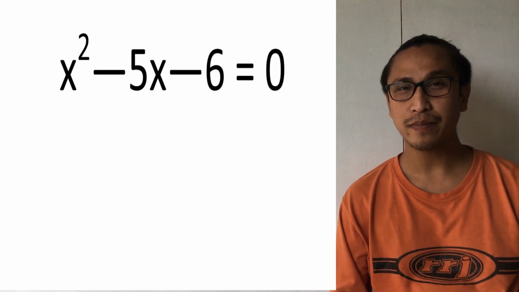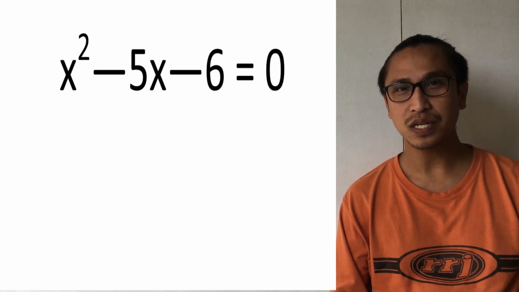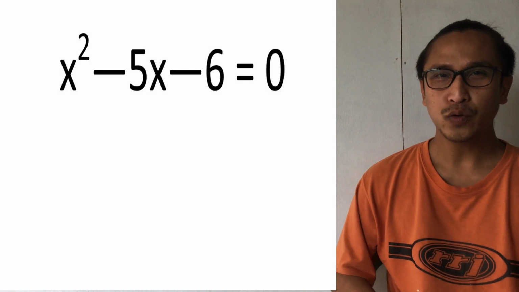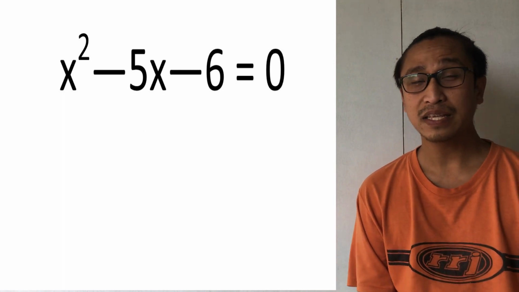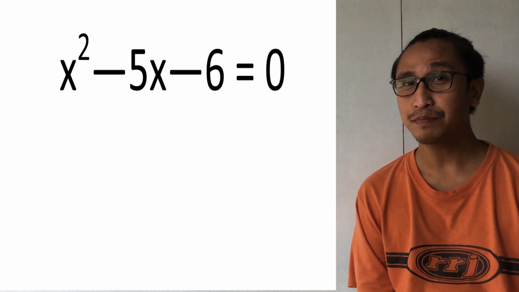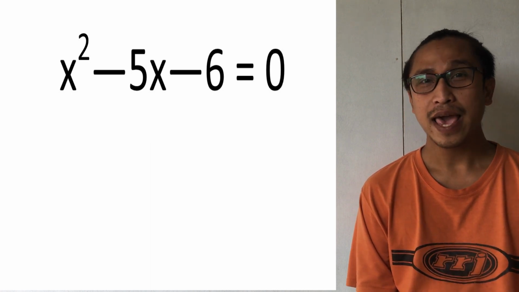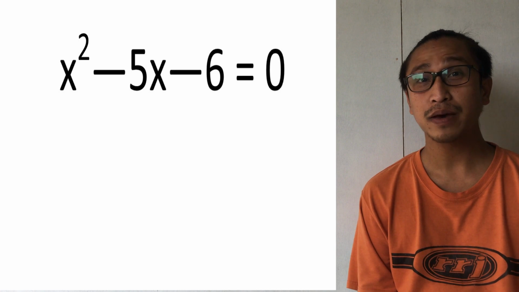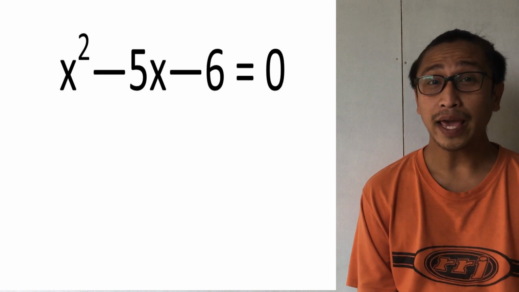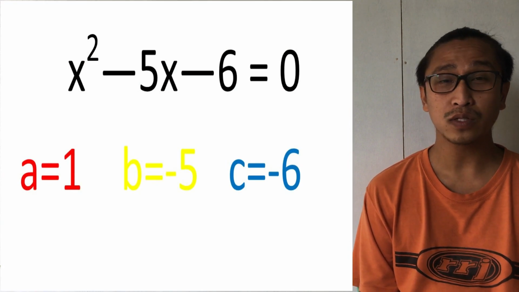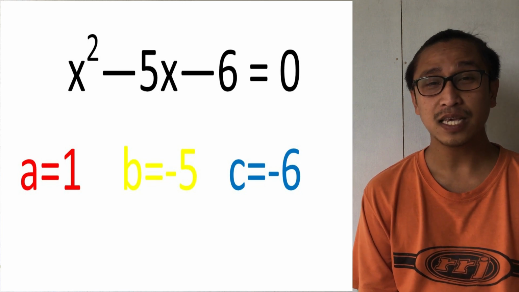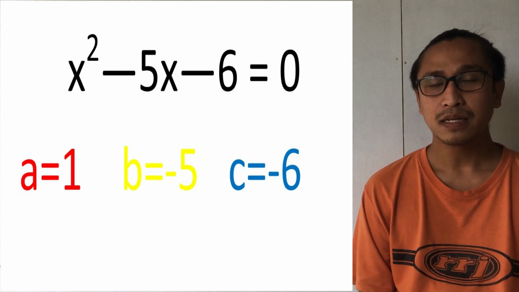Let us solve the quadratic equation using the quadratic formula: x squared minus 5x minus 6 is equal to 0. Before we use the formula, we will first identify the values of a, b, and c. So from the quadratic equation x squared minus 5x minus 6 is equal to 0, a is equal to 1, b is equal to negative 5, and c is equal to negative 6.